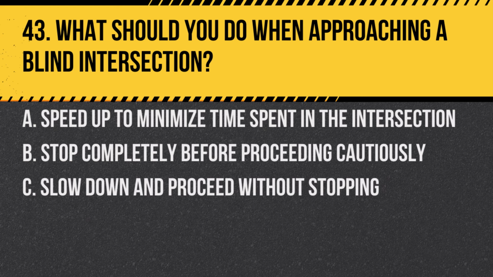Question 43. What should you do when approaching a blind intersection? A. Speed up to minimize time spent in the intersection. B. Stop completely before proceeding cautiously. C. Slow down and proceed without stopping. Answer: B. Stop completely before proceeding cautiously. At blind intersections, it's crucial to stop completely due to limited visibility, then proceed when you're sure it's safe.